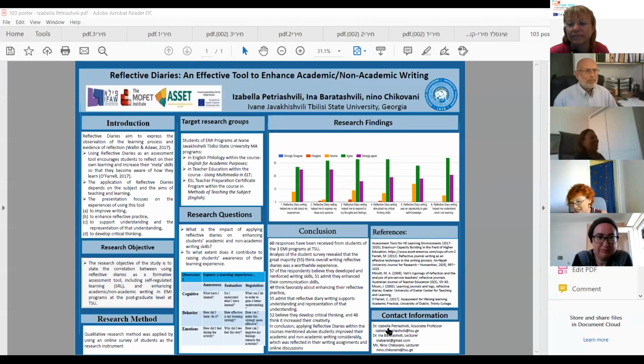Wonderful work. We are moving to the last presentation, a poster, and all the three co-authors are from Ivane Javakhishvili Tbilisi State University, Georgia. Also, they are members of the Erasmus Plus Asset Project: Dr. Isabella Petriashvili from the Faculty of Psychology and Education Science, Dr. Ina Baratashvili, and Ms. Nino Chukovani.